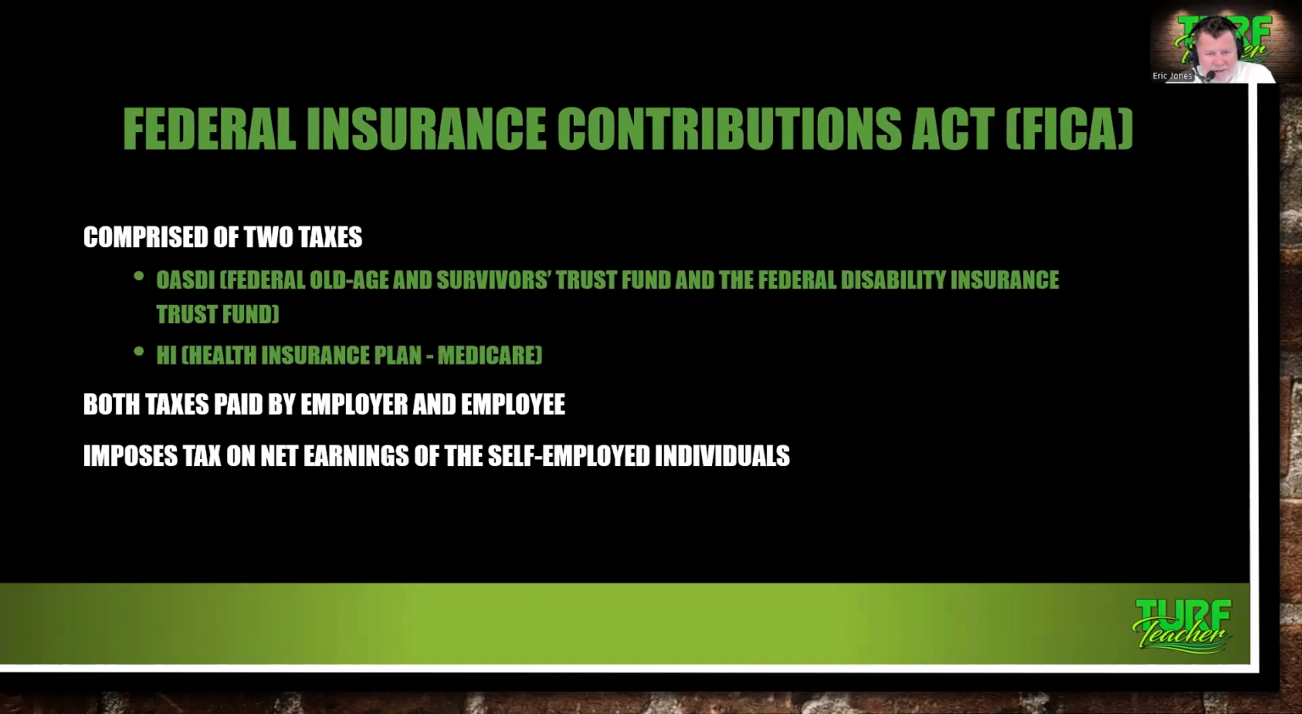Federal Insurance Contributions Act, FICA, comprised of two taxes: your Federal Old Age and Survivors Trust Fund and the Federal Disability Insurance Trust Fund, that is your OASDI. And then there is the Medicare plan, your HI, Health Insurance Plan. Both taxes paid by employer and employee, and imposes tax on net earnings of the self-employed individuals. We all know how much comes out of our checks when we do payroll.